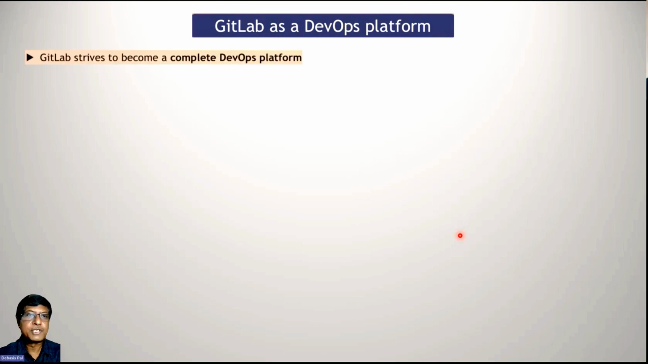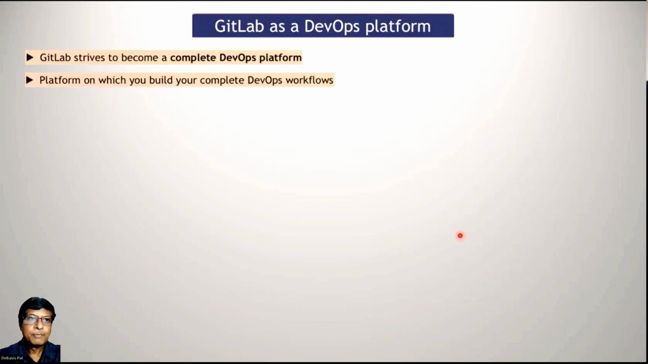So GitLab strives to become a complete DevOps platform, and in that strive, it has almost completed its objective. It is one tool having everything. Hello, any question? It is a platform on which you build your complete DevOps workflows.